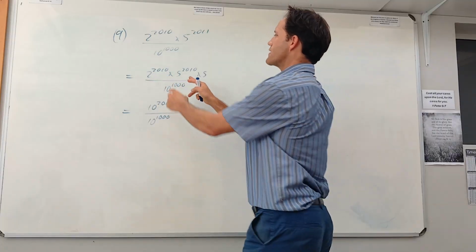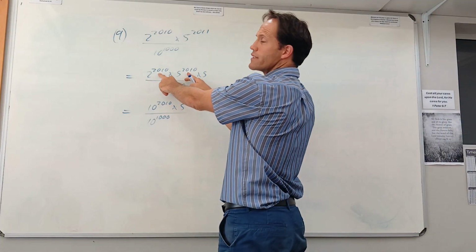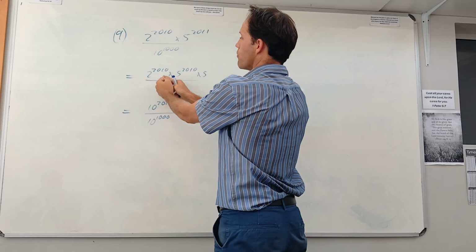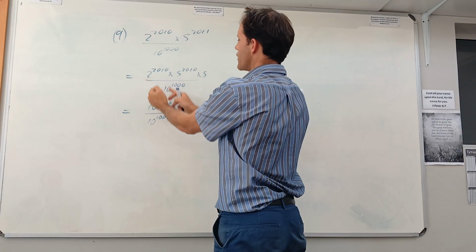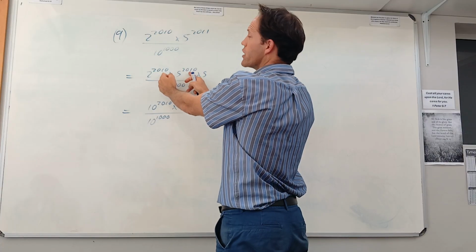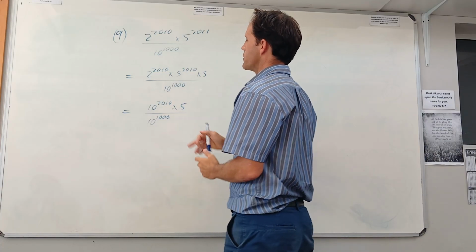So what I did is, because they've got the same exponent, there's a rule that says if you've got the same exponent, you can put it outside. And you can combine the 2 and the 5. So the 2 times the 5 gives you 10 because they've got the same exponent. That's the only way you can do it. So if they have the same exponent, you can do it like that.